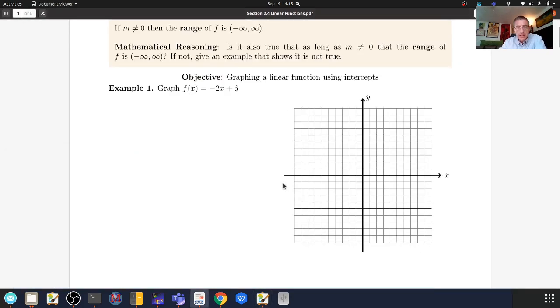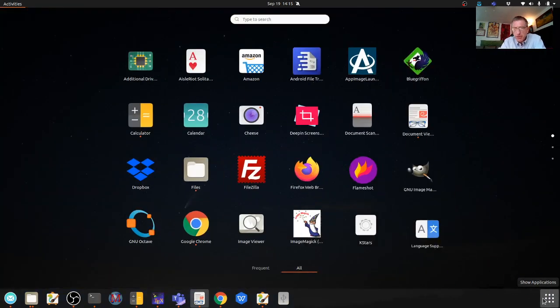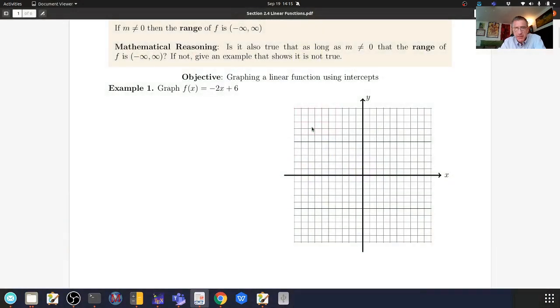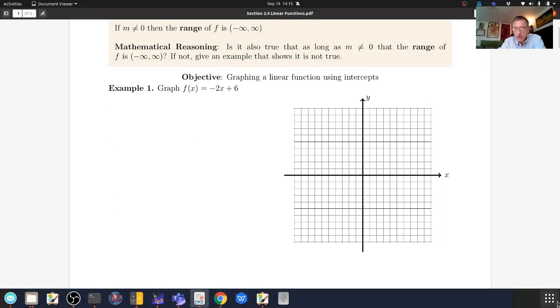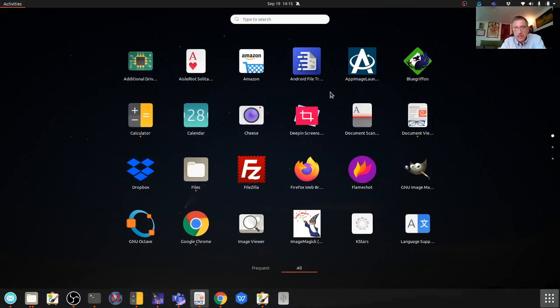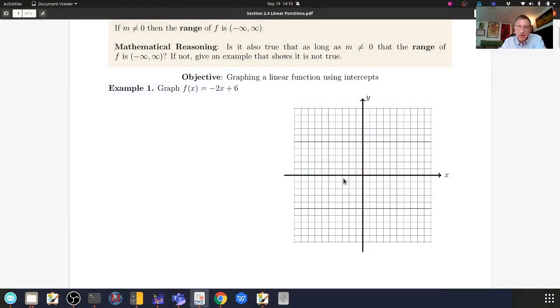So let's actually graph a linear function using intercepts. So let's go about doing that. I want to have a program up. So let me get my screenshot program, because I'm going to use this little bit of graph right there. I grabbed the wrong one. That's not the one I like. I have too many screenshot programs. Flameshot is the one I want.